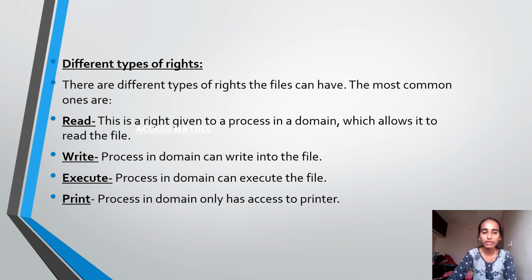Let us move on to different types of rights. There are four different types of rights, that is read, write, execute and print. Read means it is a right given to the process in a domain which allows it to read the file. Write means the process in the domain can write into the file. Execute means the process in the domain can execute the file. Print means the process in the domain can access the printer.